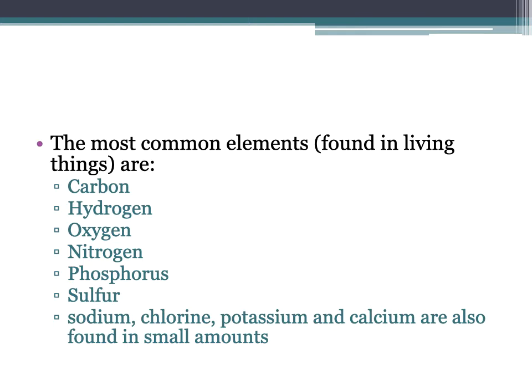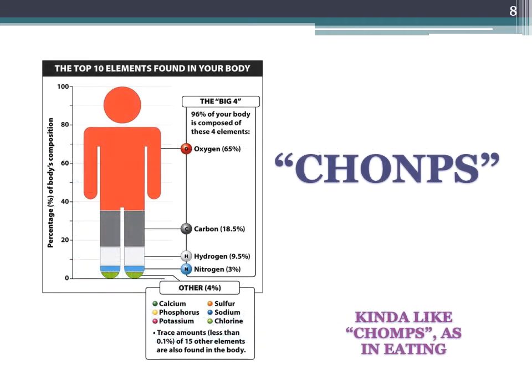Sodium, chlorine, potassium, and calcium are found in small amounts and are called trace elements. The 6 I expect you to know, you can remember with the silly word CHNOPS, which is kind of like chomps, like eating, because these are things that we need. C for carbon, H hydrogen, oxygen, nitrogen, phosphorus, and sulfur.